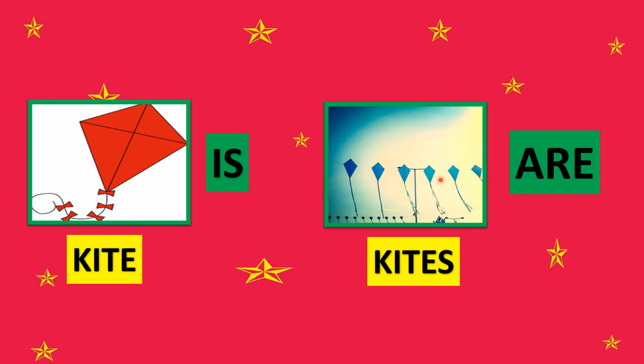Okay. Now look at this picture, children. Many kites are here, isn't it? Many kites, more than one kite. That's why we will add S. And when you find here S, that means it is what? Many. So we will use A-R-E, are. Okay? If only one kite, no S, then "is". Many kites means if S is there, then we will use A-R-E, are. Okay, children? Okay.